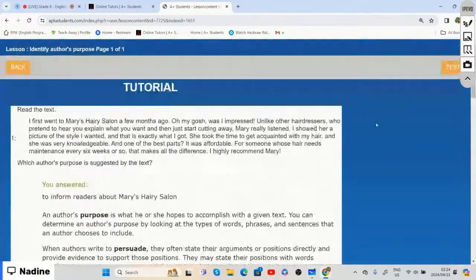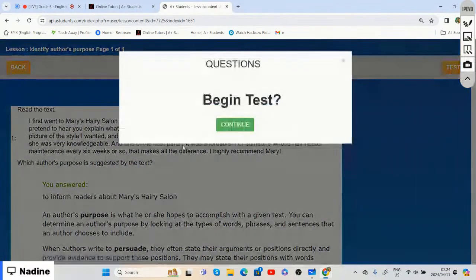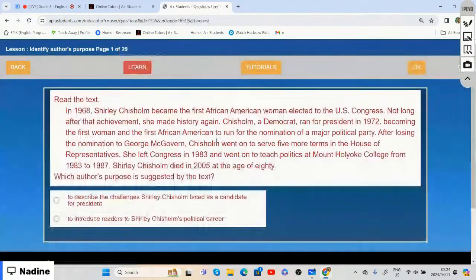All right, so now let's go to our test. We now need to identify the purpose of this text. It says, in 1968, Shirley Chisholm became the first African American woman elected to the U.S. Congress. Not long after that achievement, she made history again.